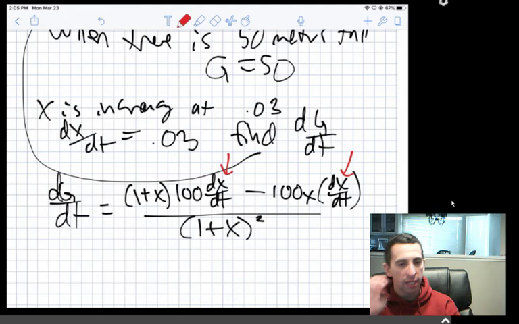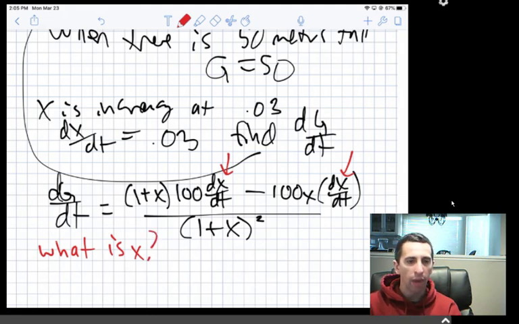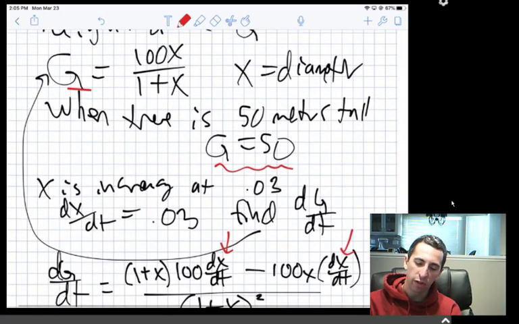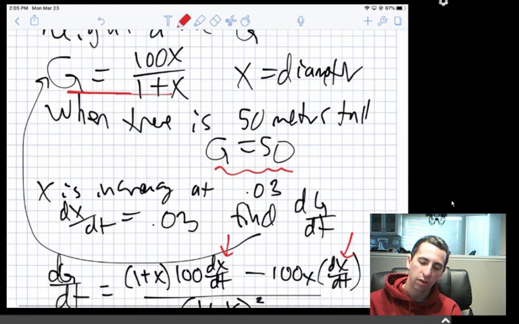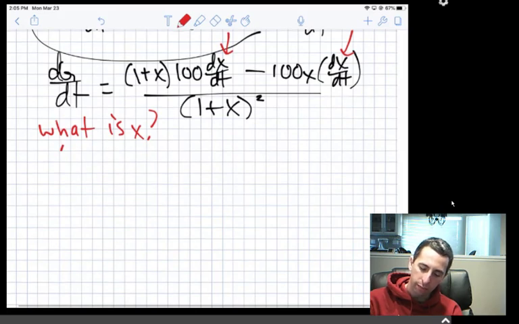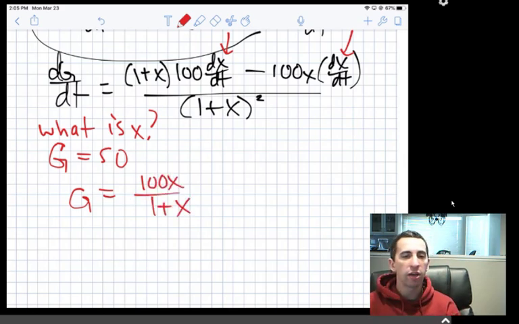But here's the problem with this. The problem now is, what is x? We don't have a value for x, because we don't know what the diameter is at that point, and we need that for this. But here's the key. They tell you the height, and they also give you this equation for the height in terms of this. So we know G is 50, and G is 100x over 1 plus x. So we can find the x value by working backwards.